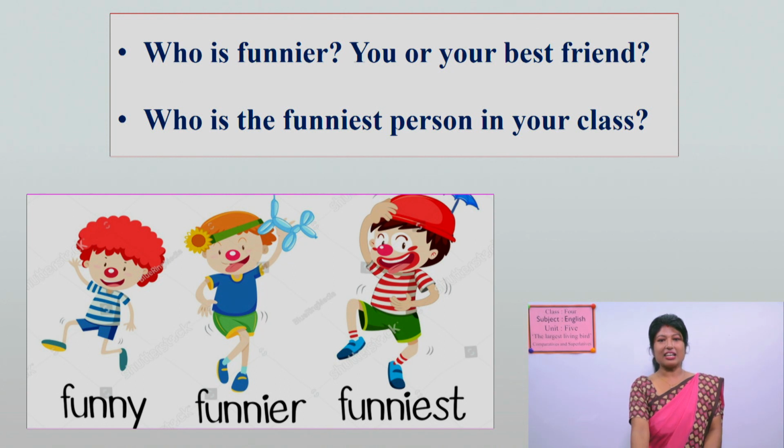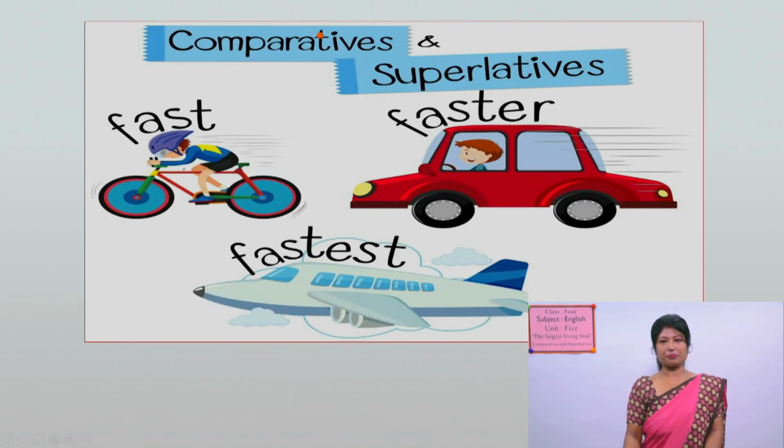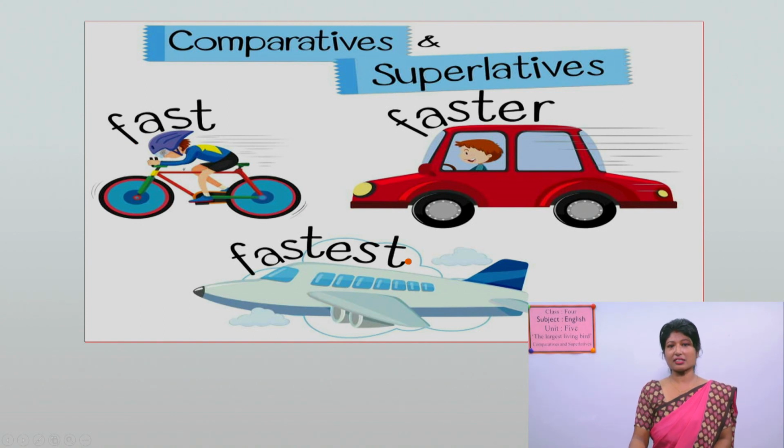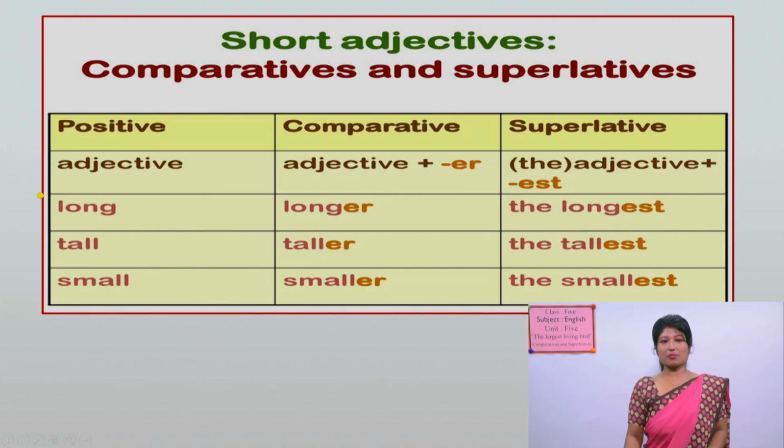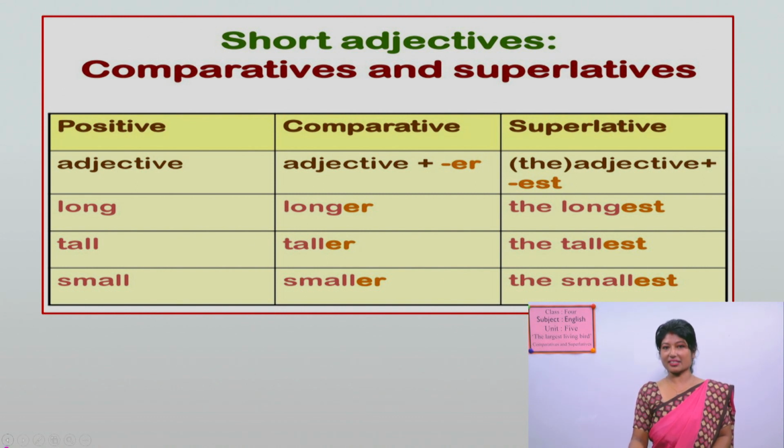Okay. Now next one is here. Comparative, superlatives, fast, faster, fastest. Cycle may be fast and faster is car and the aeroplane is fastest. Okay, here's some more. Long, longer, the longest, tall, taller, the tallest, small, smaller, the smallest. Okay, so we can make it like this, ER, EST. Look at here.